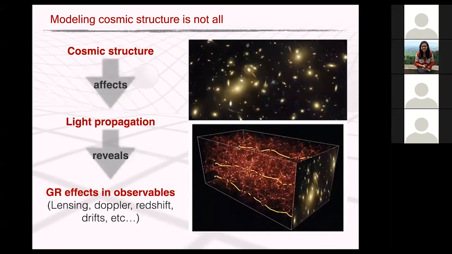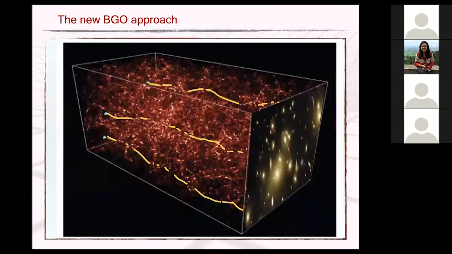However, having a good model for the cosmic structure formation is not the end of the story. In fact, we have to know how the cosmic structure affects light propagation and how we can model general relativistic effects in the observables on cosmological scales. To do so, we should take into account all possible effects acting on the light during its travel toward us. But as you can imagine, this is very difficult. So what we usually do is to make some assumptions to simplify our description of the phenomena.